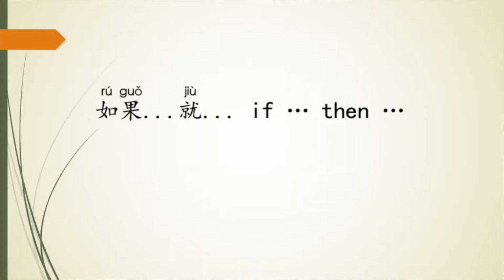Essential conjunctive adverbs you must know in Chinese. In this video, we're going to learn 如果就. 如果 means if, 就 means then. 如果就: if something happens, then something happens. So 如果, if, is like a condition. Under such kind of condition, what will happen next?